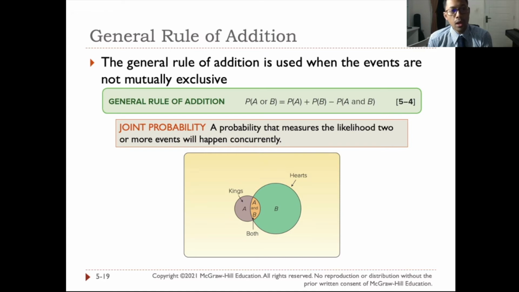And so the general rule of addition in this particular case is going to be the following. The probability of event A or event B is going to be the probability of A plus the probability of B minus the probability of A and B. Okay, so this goes into the next definition of joint probability. Joint probability is a probability that measures the likelihood two or more events will happen concurrently. Okay.